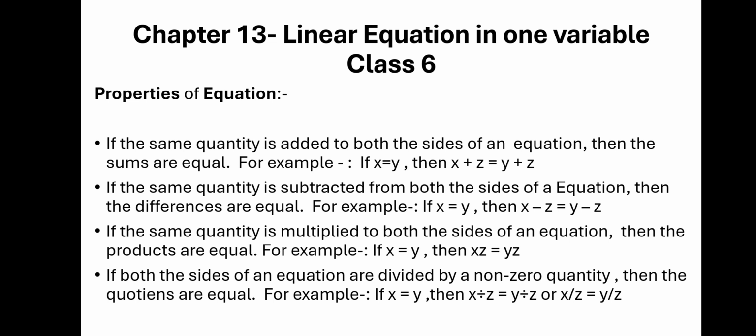If the same quantity is multiplied to both the sides of an equation, then the products are equal. For example, if x is equal to y, then x multiplied by z will be equal to y multiplied by z, that is xz equal to yz. Fourth property. If both the sides of an equation are divided by a non-zero quantity, then the quotients are equal. For example, if x is equal to y, then x divided by z equal to y divided by z, or x upon z equal to y upon z. z is a non-zero quantity.